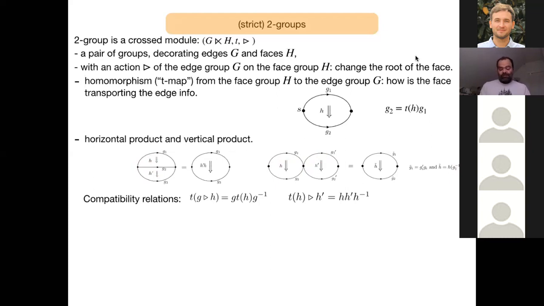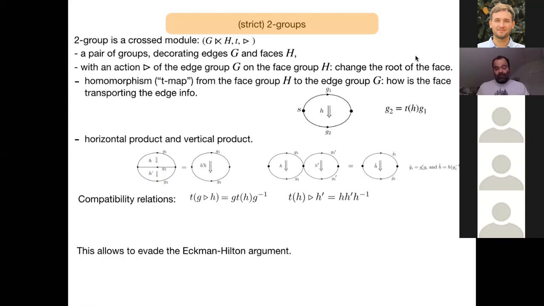What's very important is that the T map and the action need to satisfy some consistency relations. And with these consistency relations, we can evade the Eckmann-Hilton argument. So now I can multiply things. I can redo my little square that I was doing before, and I can compose the faces, and it's going to be fine. I don't need to have something abelian.